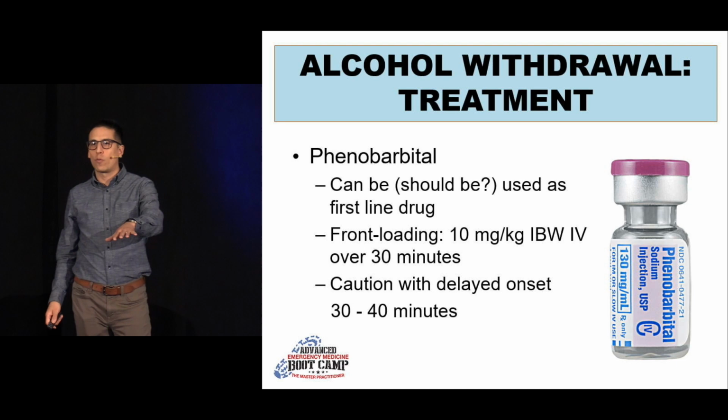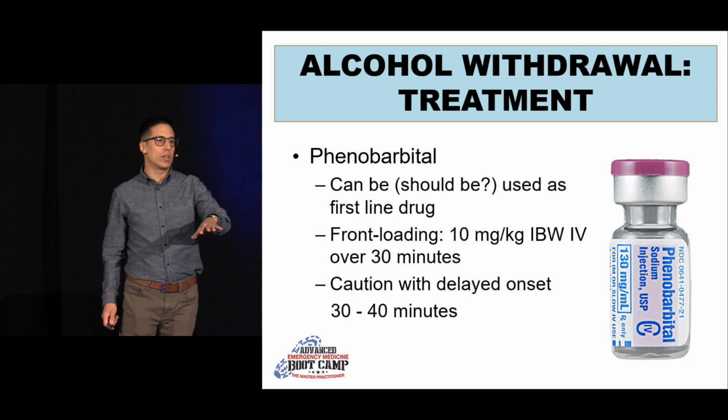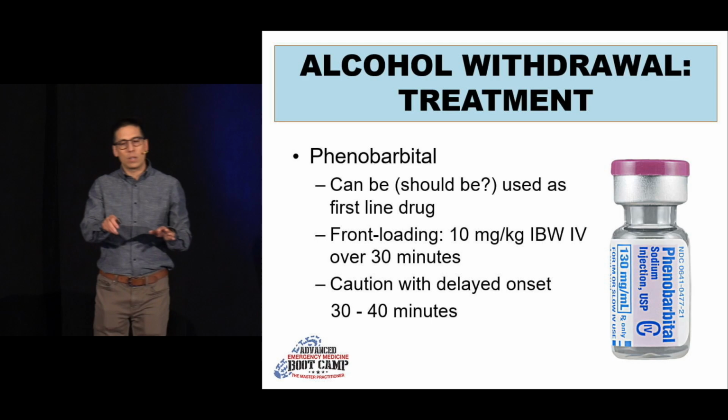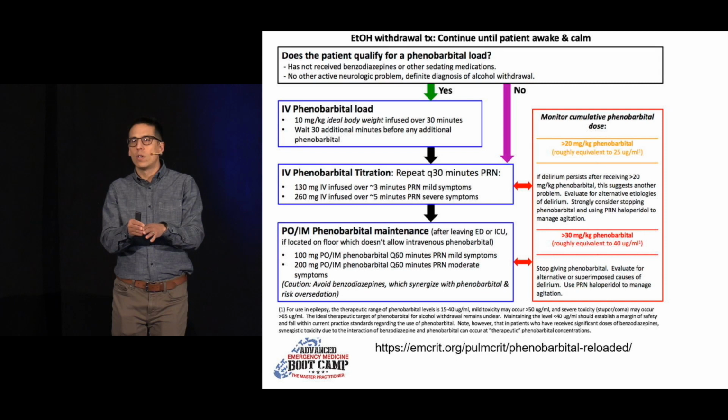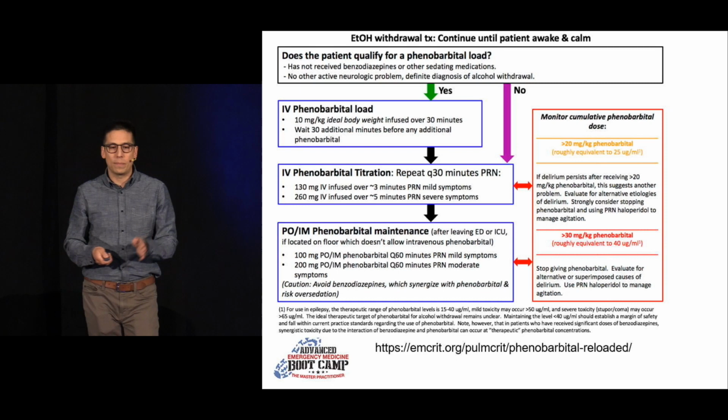But you have to be careful with this. You want to give them at least 30 or 45 minutes before you go back and say it hasn't worked, because this is a lot slower onset of effect than the IV diazepam or even the IV lorazepam. This you can look at on your own time, but this is from MCRIT or by way of PulmCRIT, and this is a kind of a sample protocol, and it's one that I agree wholeheartedly with, as how do you use phenobarbital for ethanol withdrawal treatment, and how do you redose it if you need to redose it.